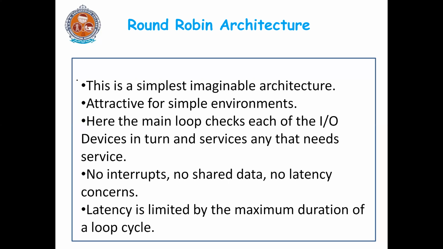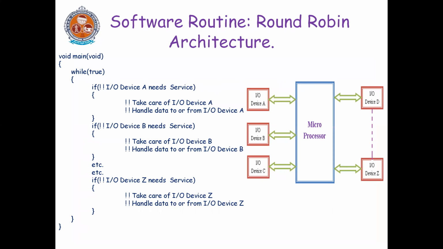If you don't have shared data, then automatically you don't have the shared data problem, and there are no latency concerns either. Latency is limited by the maximum duration of the loop cycle. How much time the loop cycle takes, that itself will be the latency. So this is a very simple architecture for simple embedded system applications.